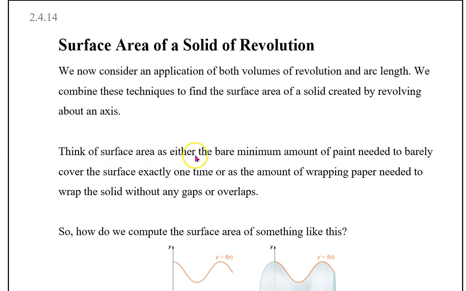We're going to think about the surface area as the bare minimum amount of paint needed to barely cover the surface exactly one time, or you could think of it as the amount of wrapping paper needed to wrap the solid without any gaps and no overlaps.